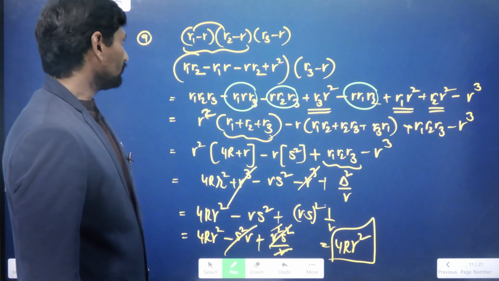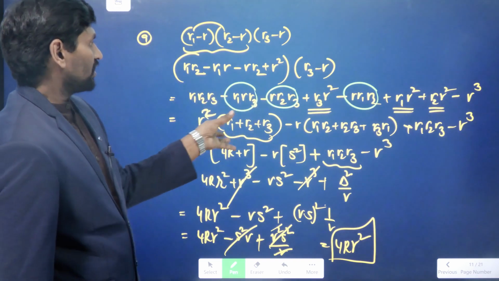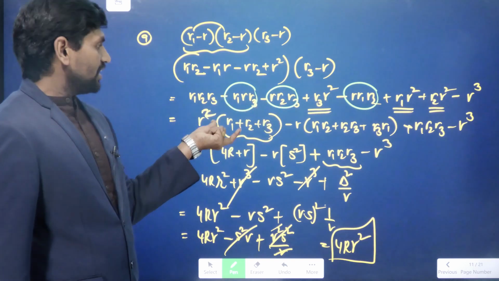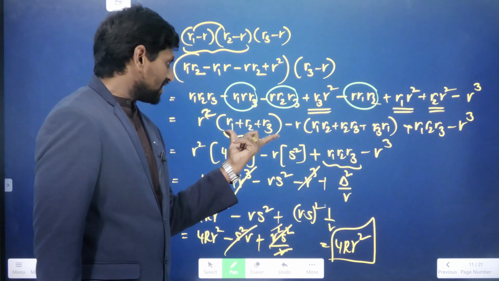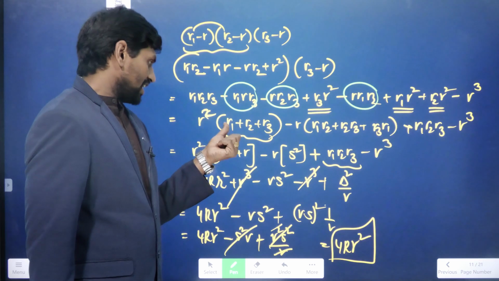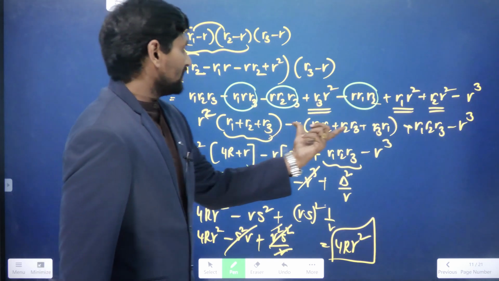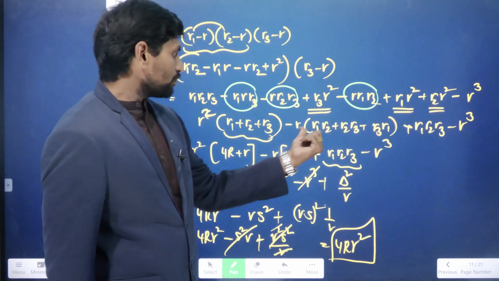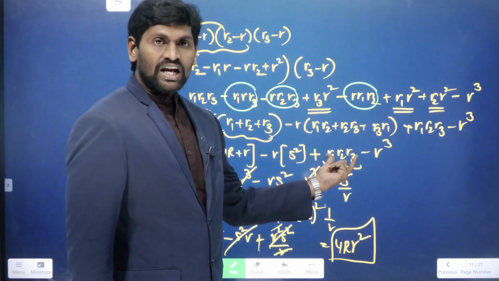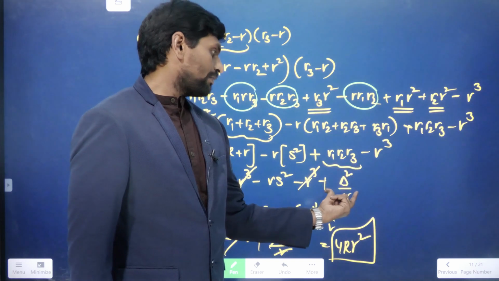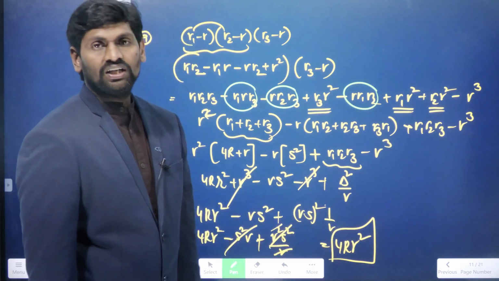Okay? Just multiplied all the terms. From that I have taken the common terms by using r square term, then r term, and remaining I have written as usual. So in the place of r1 plus r2 plus r3 I have written 4r plus r, because r1 plus r2 plus r3 minus r is equals to 4r. In the place of this we can write s square, r1 r2 plus r2 r3 plus r3 r1 s square. So r1 into r2 into r3 I can write delta square by r. So after simplification I will get only the final answer 4r into r square.